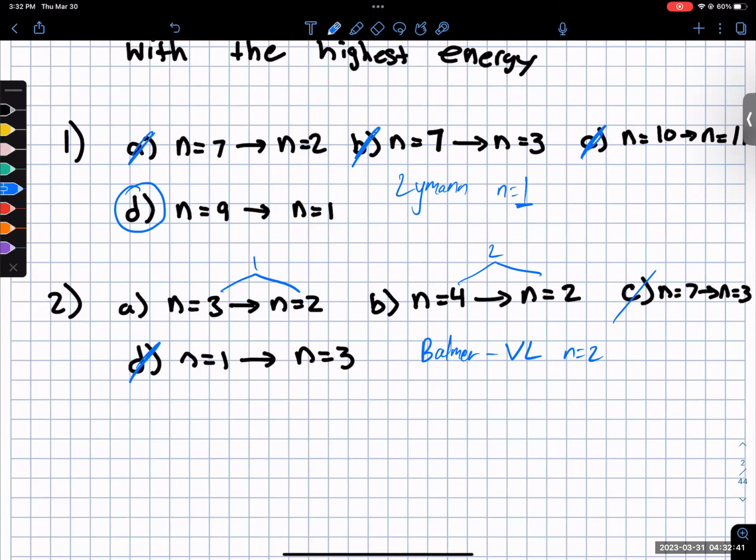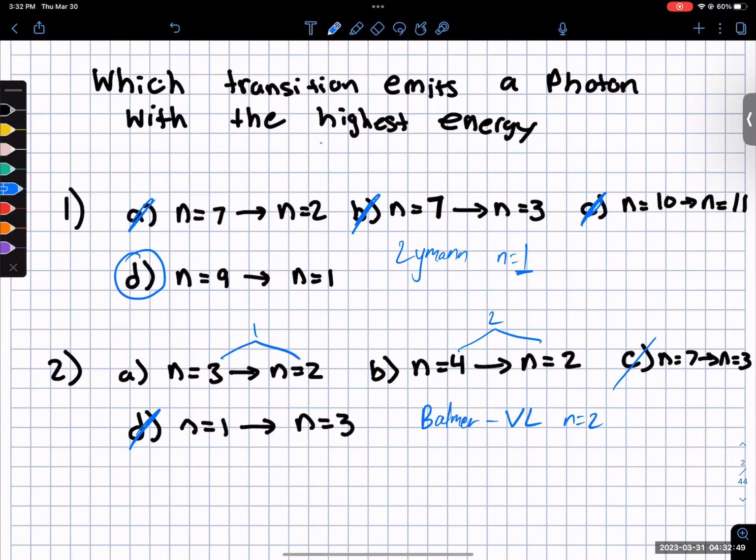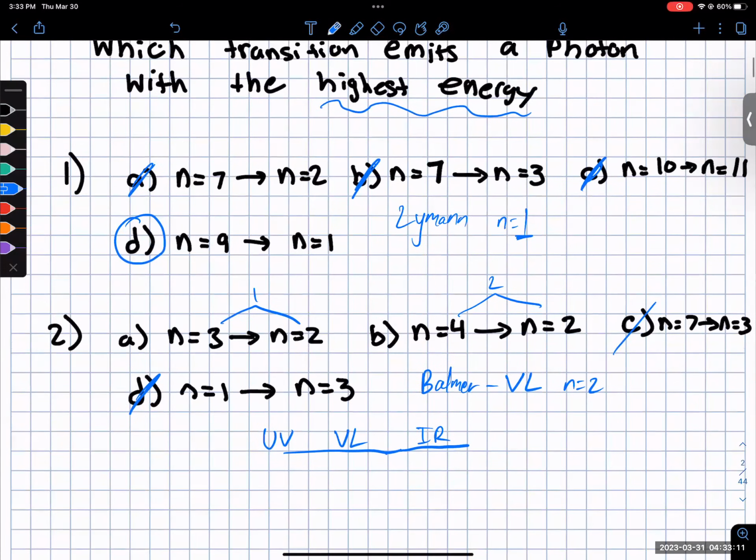Susanna asked, Rich, how do you know which series to use? You have to look at what the question asks. If it says highest energy, think back to your electromagnetic spectrum. Ultraviolet, then visible light, then infrared. For the highest energy you want the ultraviolet region, because it has shorter wavelengths. Shorter wavelengths, higher energy.